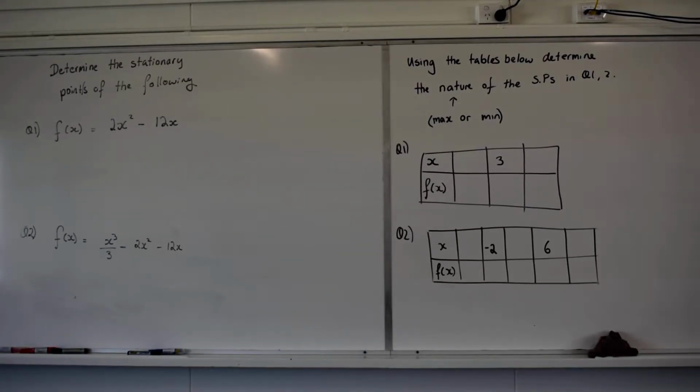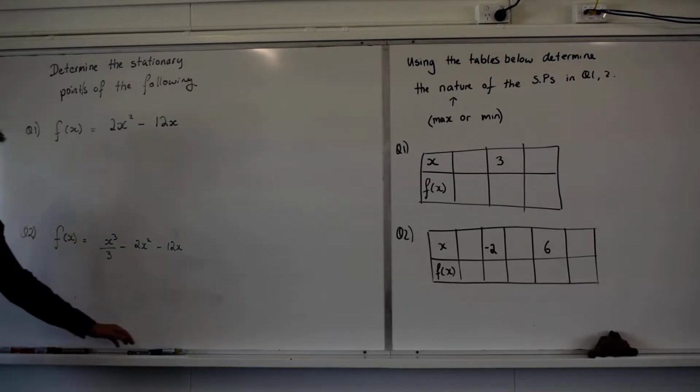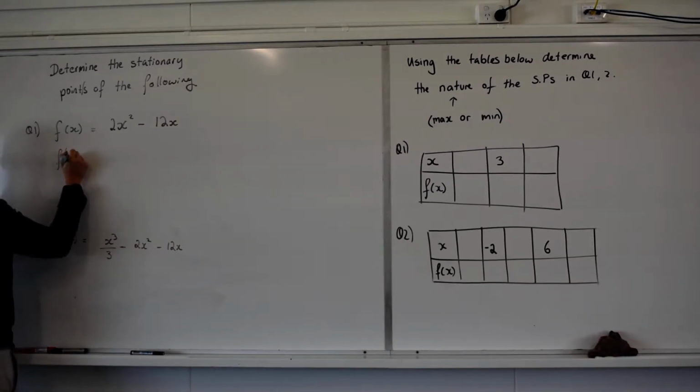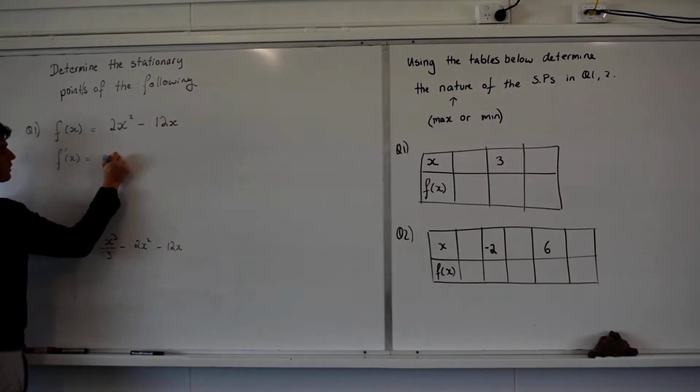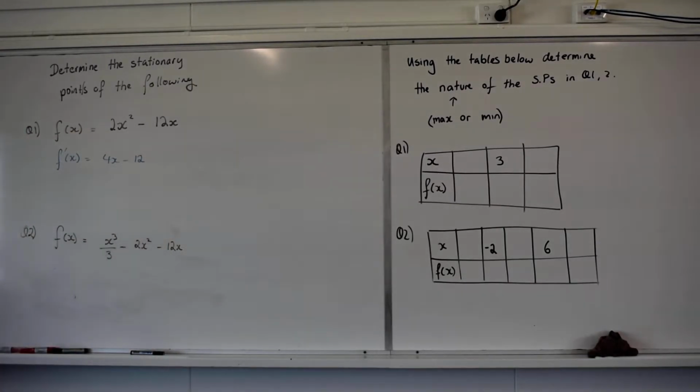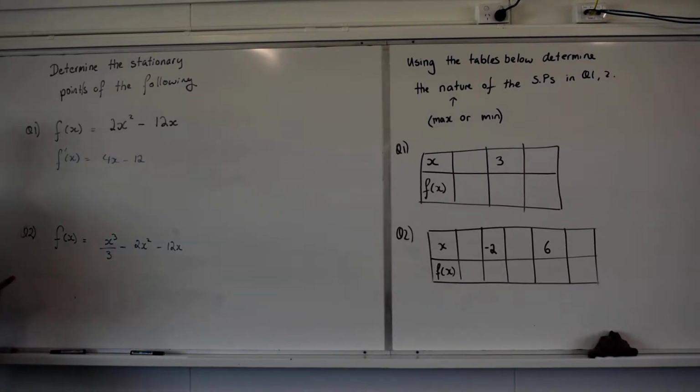Rightio, so the first question's asking us to determine the stationary point. How do we go about that? First step is to derive it. So we get f dash x equals 4x minus 12. Unless my deriving is wrong. Then what do I do? Sub in 0.